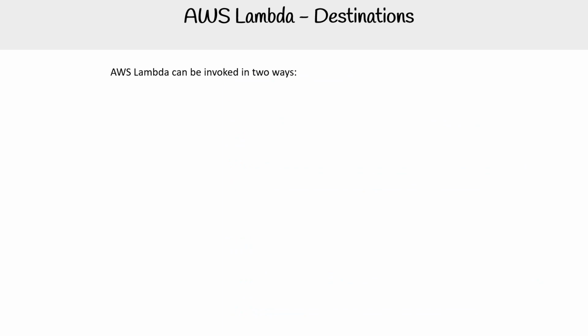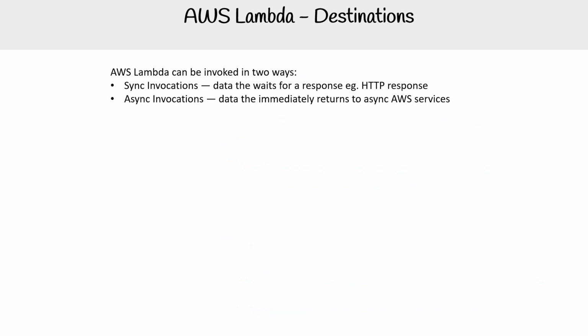We have destinations. We'll learn about this later on, but we have this idea of sync invocations and async invocations. When Lambda first came out, it was just synchronous invocations, where you would invoke a Lambda and it would immediately return a response, generally an HTTP response, because usually you'd be using API Gateway with it.